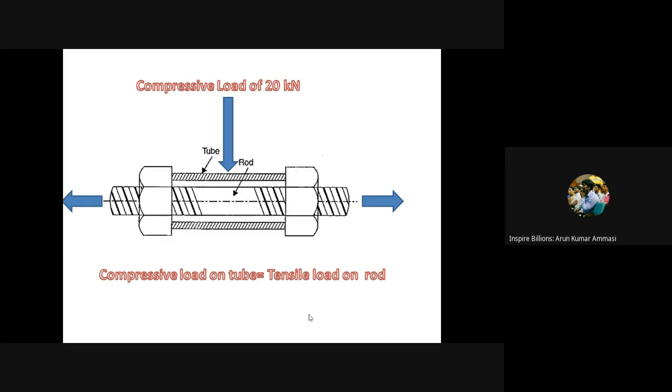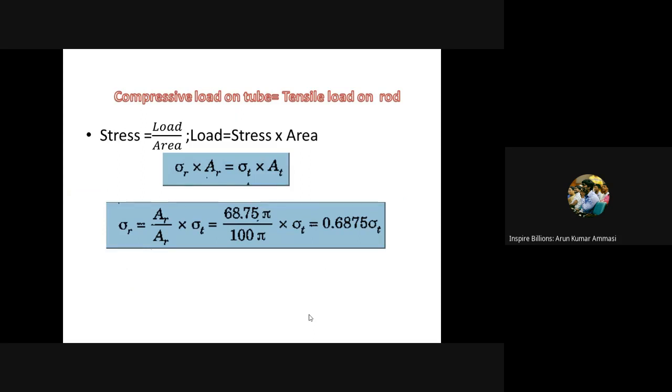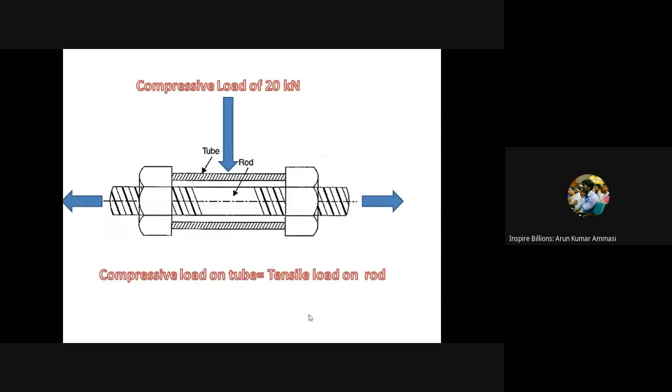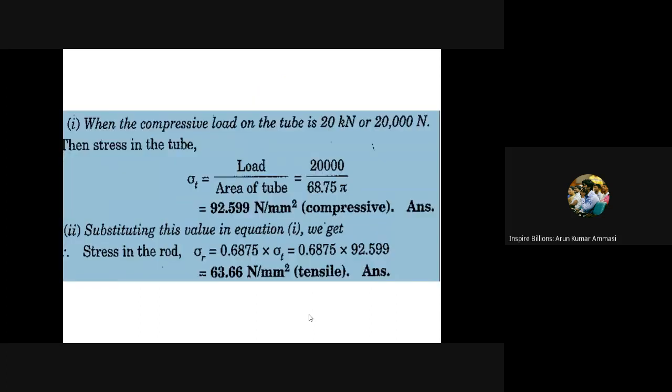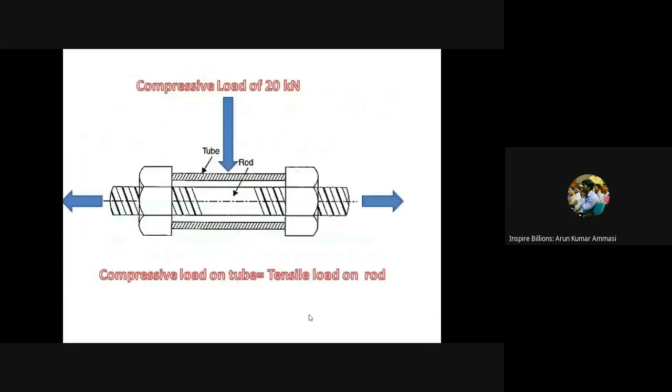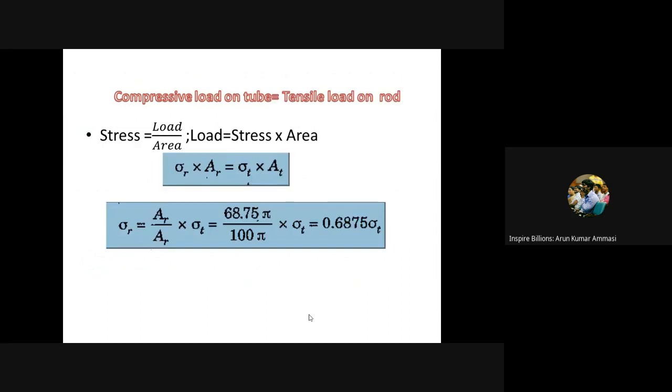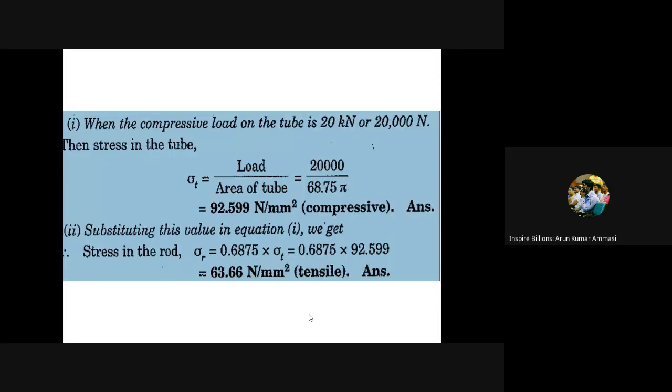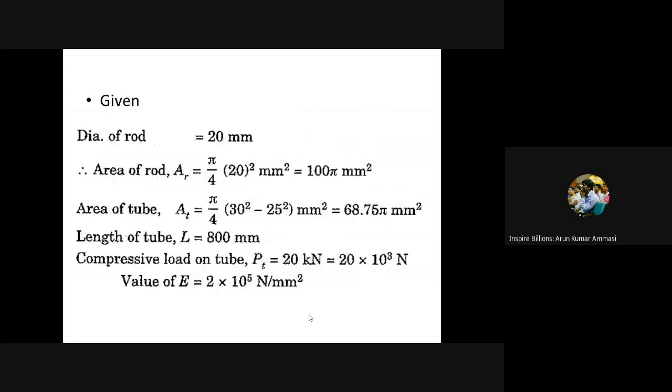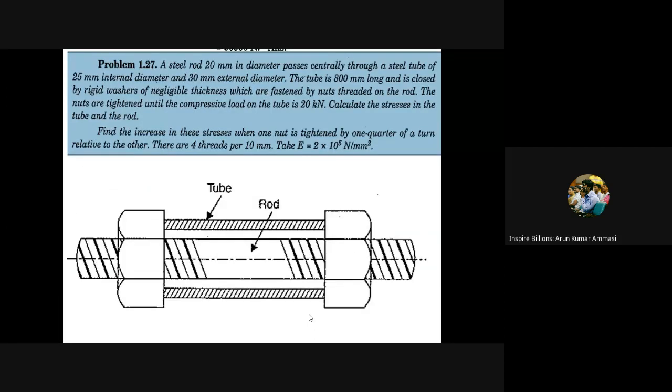So based on this compressive load on the tube, which gives an action by observing a tensile load on the rod, we can easily calculate the relationship between these two by taking compressive load on the tube and the tensile load on the rod, which creates compressive stress on the tube and tensile stress on the rod. So just by comparing these two stresses, by taking the general relationship between stresses and the strain, we can create a relationship between rod and the tube. From that, we can calculate the value of stress, and also we can calculate the value of the increase in the stresses when the load is applied.